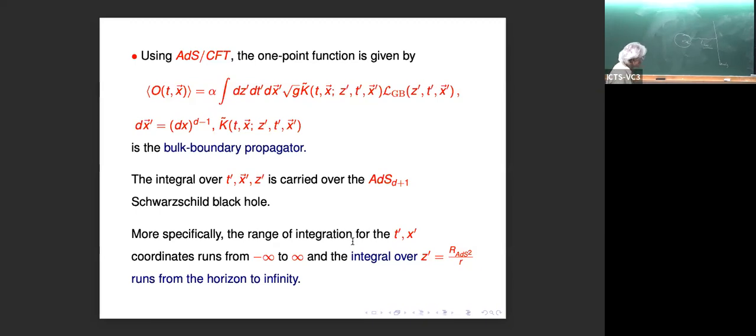The range of integration here is over the AdS-Schwarzschild black hole, which is essentially the exterior. The integral runs from the horizon to infinity, in a Euclidean calculation. So one imagines it's Euclidean and then you just do this calculation.